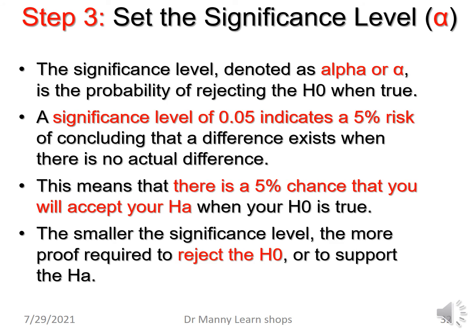Step 3 is to set the significance level. The significance level, denoted by alpha, is the probability of rejecting the null hypothesis when it is true. A significance level of 0.05 indicates a 5% risk of concluding that a difference exists when there is no actual difference. This means that there is a 5% chance that you will accept your alternative hypothesis when your null hypothesis is true. The smaller the significance level, the more proof required to reject the null hypothesis or to support an alternative hypothesis.